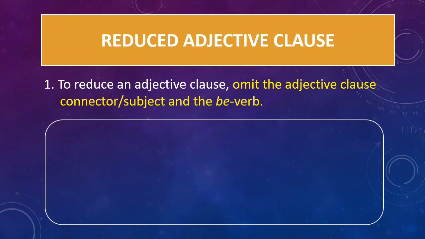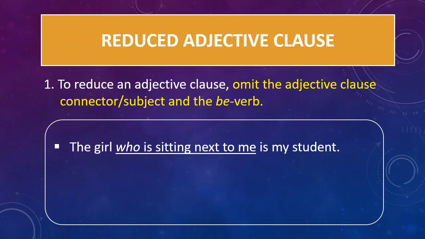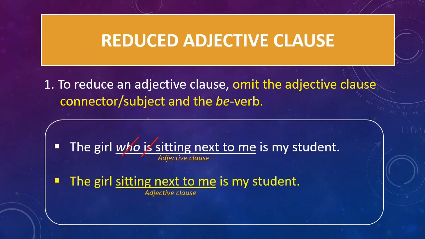The first one, to reduce an adjective clause, we can omit the adjective clause connector, which is also the subject of the clause, and the be verb or the to be. For example, the girl who is sitting next to me is my student. In this sentence, the adjective clause who is sitting next to me can be reduced by omitting the adjective clause connector, which is also the subject, who, and the to be is. So, the sentence will be, the girl sitting next to me is my student.